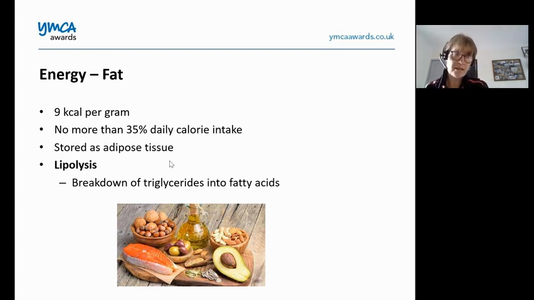Secondly, we've got fats, and that provides more energy per gram. So that's 9 kilocalories per gram. And that shouldn't comprise more than 35% of our daily calorie intake. And that is stored beneath the skin and around our organs as adipose tissue, fatty tissue. And fat breaks down into 2 components, which are triglycerides, and the breakdown of triglycerides gives fatty acids. And that process is known as lipolysis.